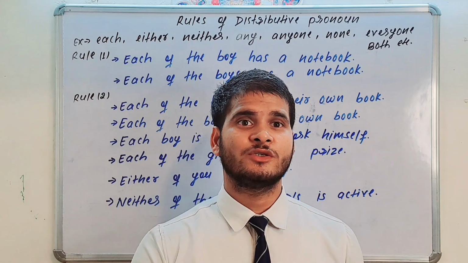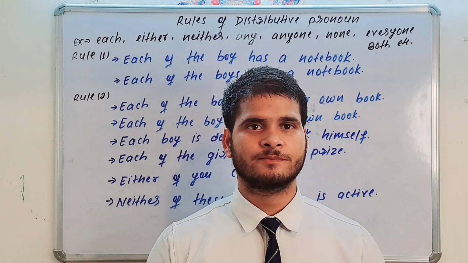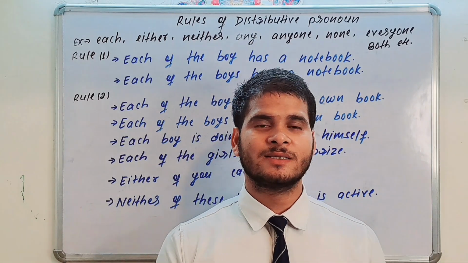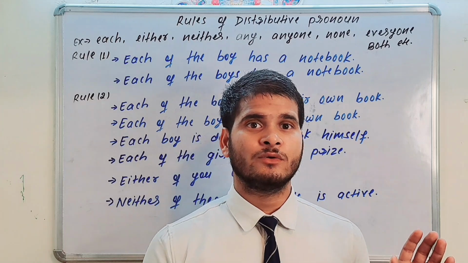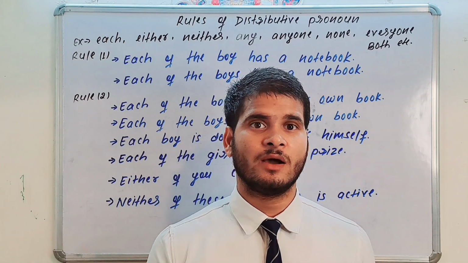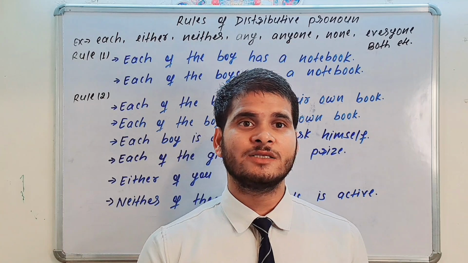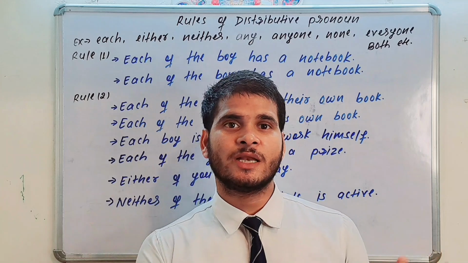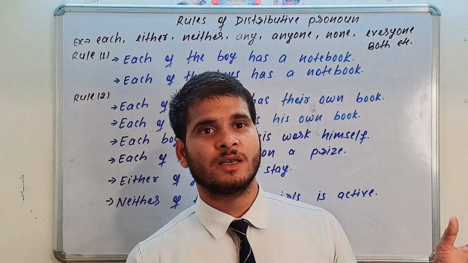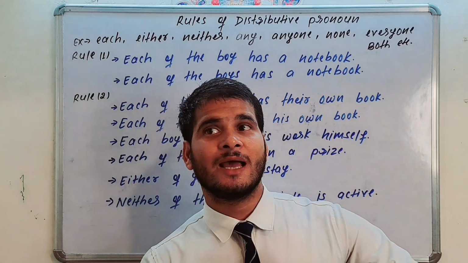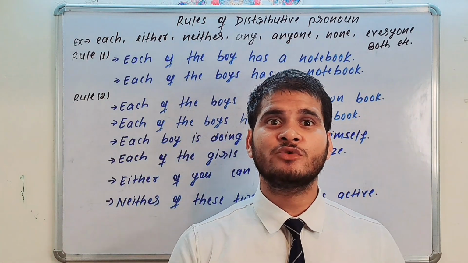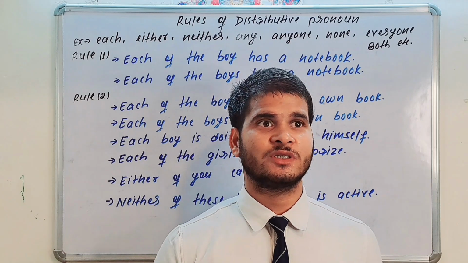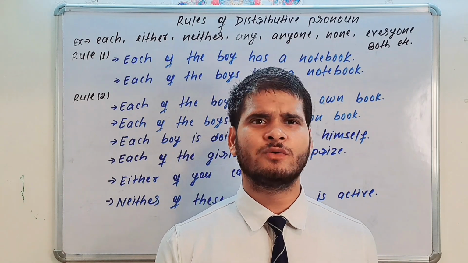The pronoun which is used as distribution of a noun is called distributive pronoun. Listen again and listen carefully: the pronoun which is used as distribution of a noun. That is called distributive pronoun. It distributes nouns used in a sentence, like the distribution of sweets, the distribution of books, the distribution of money, anything you can say.